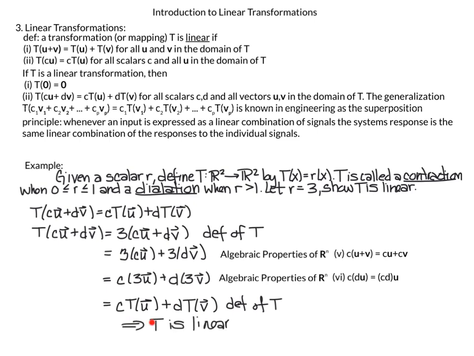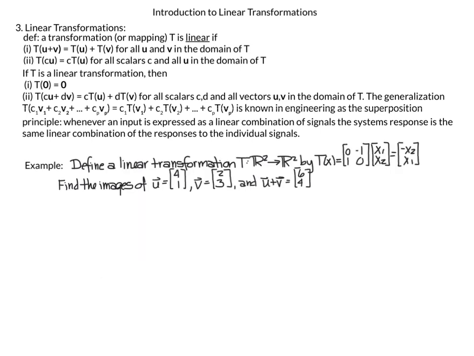And therefore, I have shown that T is linear. Our next example is to define a linear transformation T from R2 to R2 by T of x is equal to the matrix 0, 1, minus 1, 0, times x1, x2, which equals minus x2, x1. We want to find the images of u = (4, 1), v = (2, 3), and u plus v, which is equal to (4 plus 2, which is 6, 1 plus 3, which is 4).